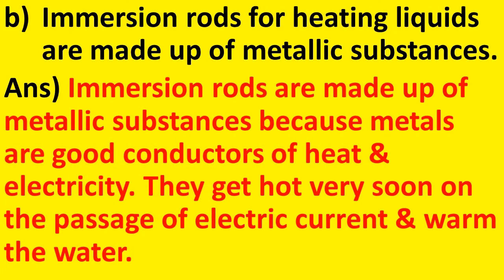Give reason number 2. Immersion rods for heating liquids are made up of metallic substances. What is the reason? Immersion rods are made up of metallic substances because metals are good conductors of heat and electricity. They get hot very soon on the passage of electric current and warm the water. So, which property of metals is used here? They are good conductors of heat and electricity. Therefore, they get hot very soon on passage of electric current and warm the water.